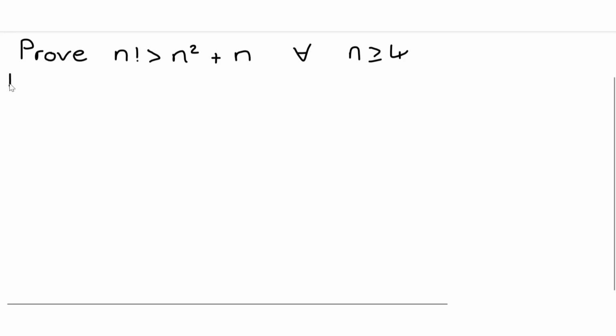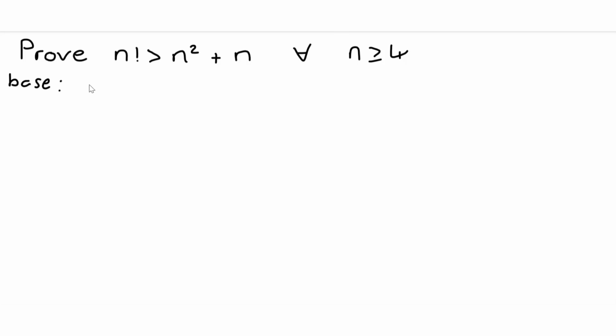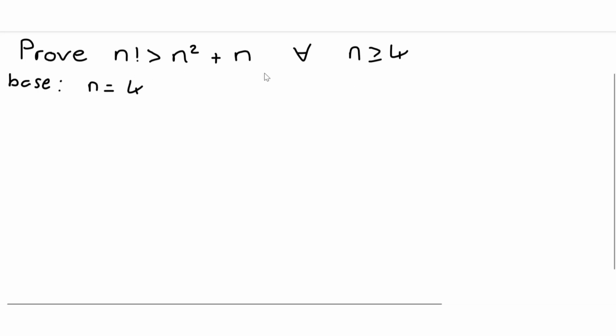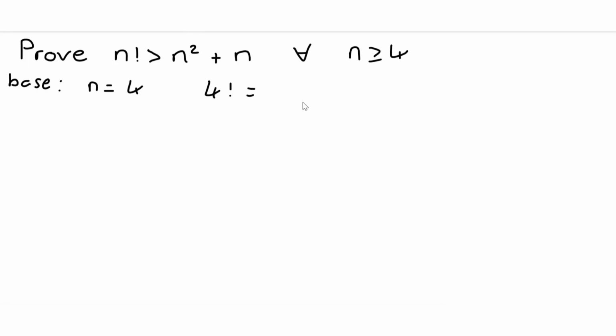So our base case here is n equals 4. We're just going to check that this is true for n equals 4, because if it isn't, then this result obviously isn't true and we can stop trying to prove it. So 4 factorial is 4 times 3 times 2 times 1, which is 24, and then 4 squared plus 4 is equal to 16 plus 4, so that's 20. 24 is greater than 20, so that's good.